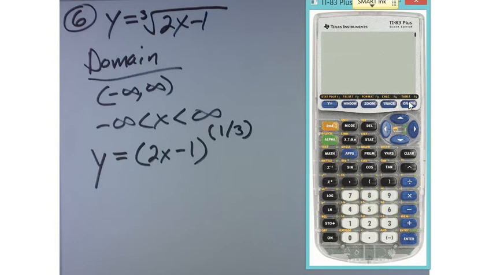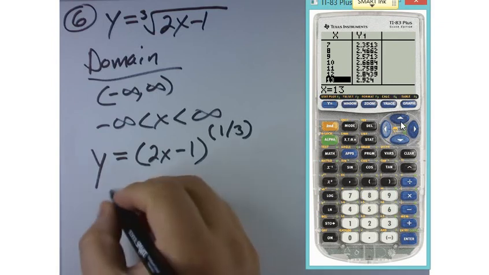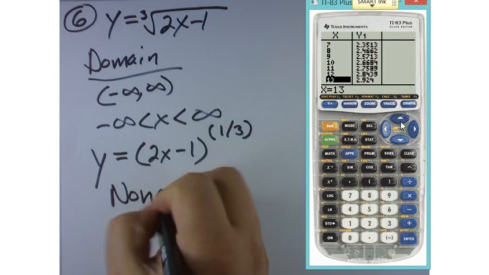So now if I come in and look at the table of values, I could do the same thing. If I scroll up, I don't see any errors in the y values, right? And that's what we're looking for. Are there any errors? No. Right? And I can't think of a reason why there wouldn't be. So it looks like we're good. So points of discontinuity? None. Does that make sense?